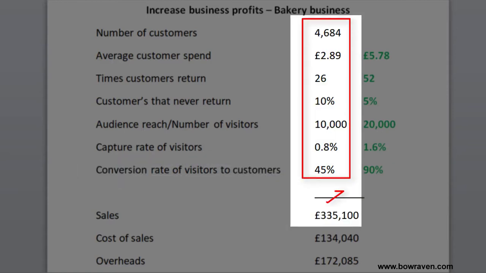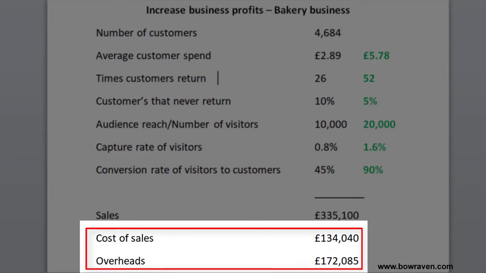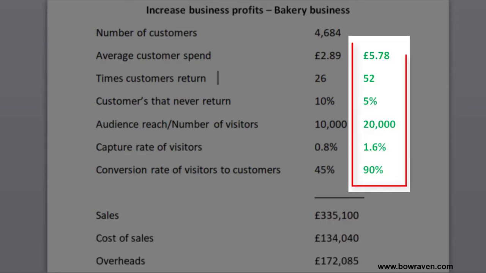So now if we take all those numbers and multiply them up, what we get to is a total sales figure over the 12 months of 335,100. I've also put in there, you'll also need these two extra figures, the cost of sales, if that's what your business has, and the overheads, which will leave the profit that your business is making at this point in time. So let's now have a look at the green numbers down the right hand side.